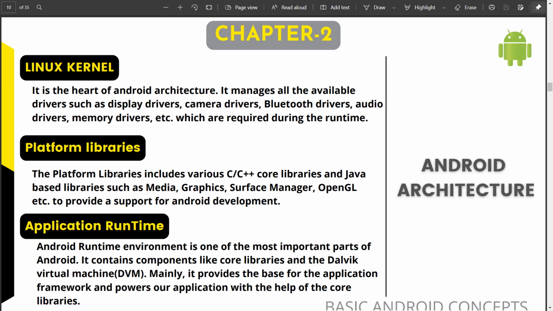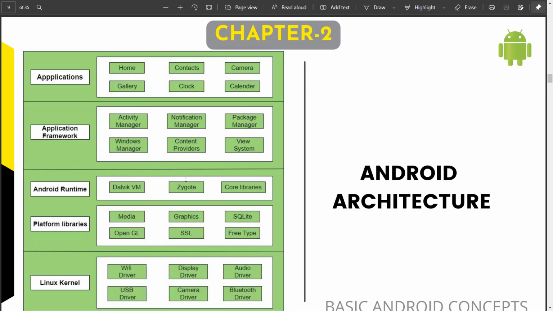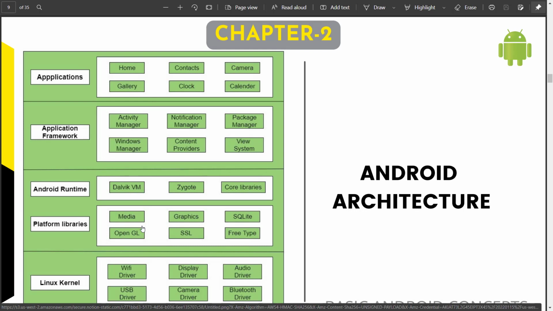So let us see, the next layer is the platform libraries. So what are platform libraries? Platform libraries include various native library codes, actually, which interconnect the hardware to the programmatic things. In a definition way, the platform libraries include various C, C++ core libraries and Java-based libraries such as Media, Graphics, SQLite, Surface Manager, OpenGL library, and many other things to provide support for Android development.